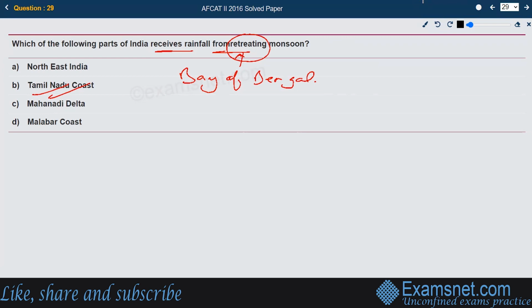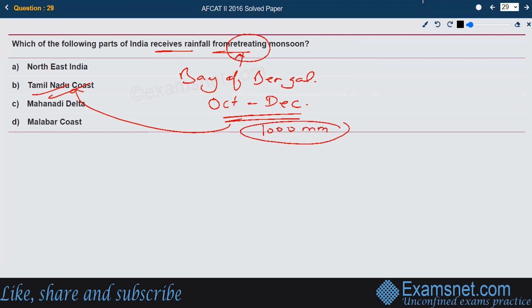Thus, the duration of this particular monsoon rainfall is October to December, and it is received at the Tamil Nadu coast of India. Something around 1000 mm of rain occurs because of this retreating monsoon. The right answer is option B.